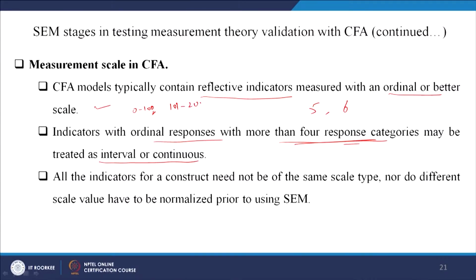Categories are, for example, let us say 0 to 100, 101 to 200, these are categories, right, class intervals. So, when you have more than 4 response categories, it may be treated as an interval or continuous, right. All the indicators for a construct need not be of the same scale type. This is very important, because people are confused, should it be of the same scale type or not, it is not necessary, right. Nor do different scale values have to be normalized prior to using SEM. So, here you should not be worried about the type of the scale, but it is better if you have the same scale, there is no doubt about it.